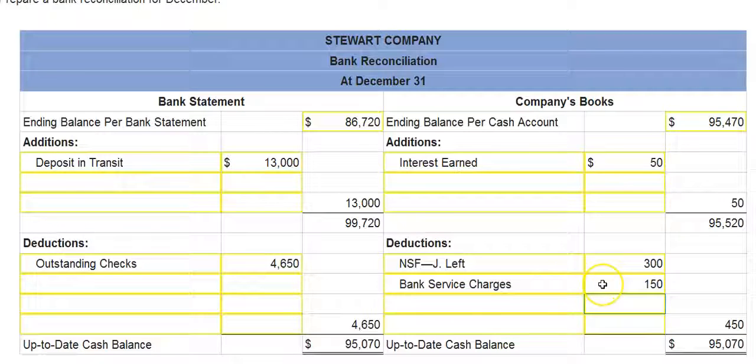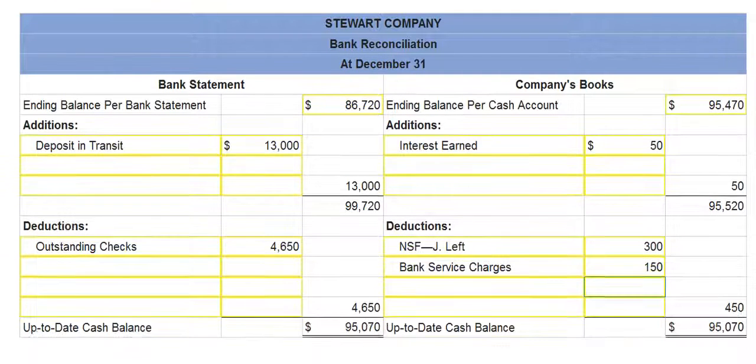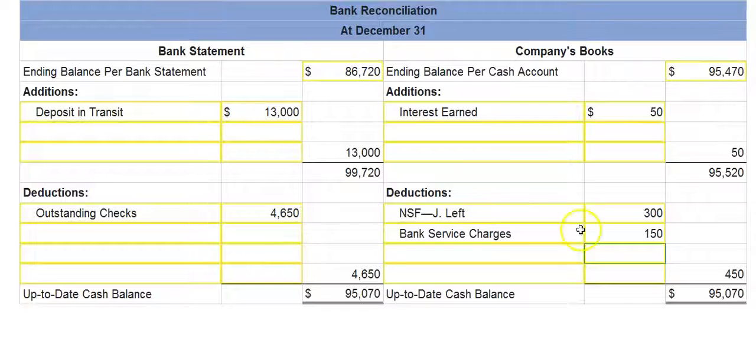Bank service charges, those are charges that the bank levies against you for processing your checks and processing your deposits. So we have to also deduct that since they have deducted it above. Now there's an Excel function in here, and it added the additions and subtracted the deductions. Our balance according to the company's books now would be $95,070.